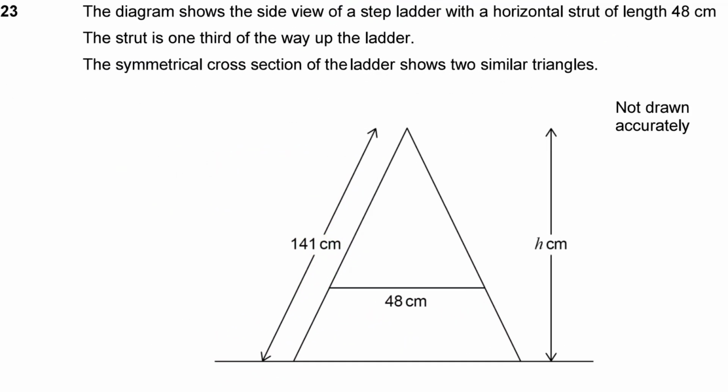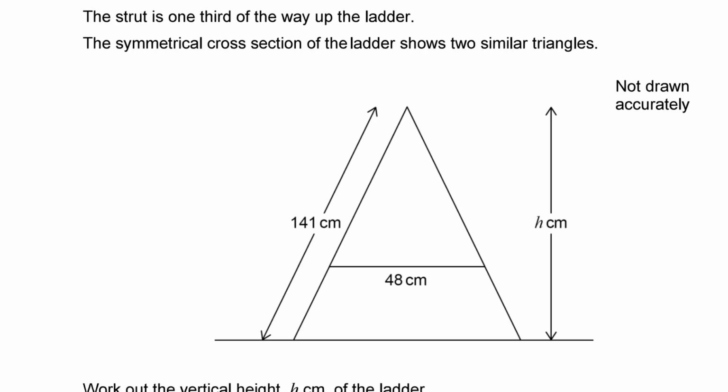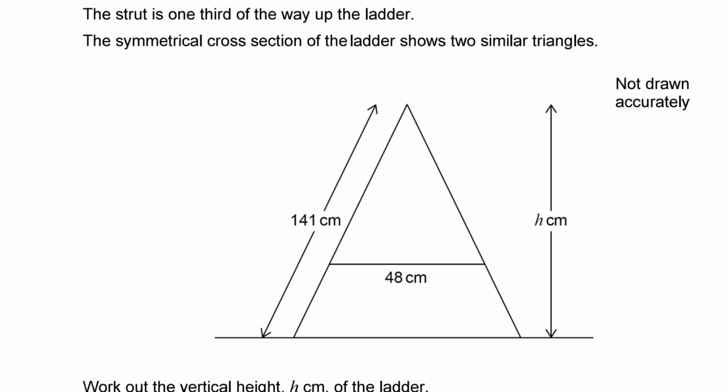Question 23. The diagram shows the side view of a step ladder with a horizontal strut of length 48 centimeters. The strut is 1/3 of the way up the ladder. The symmetrical cross section of the ladder shows two similar triangles. Okay, and we need to work out h, the height of this ladder.